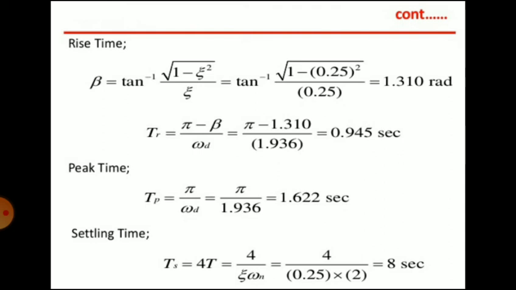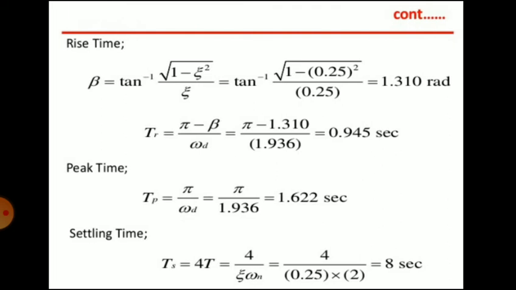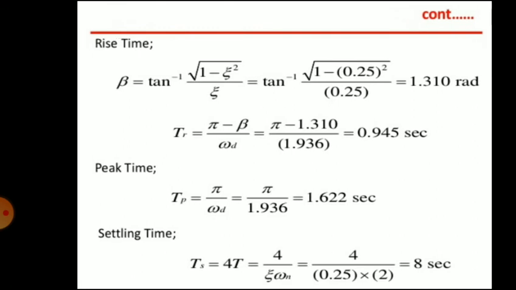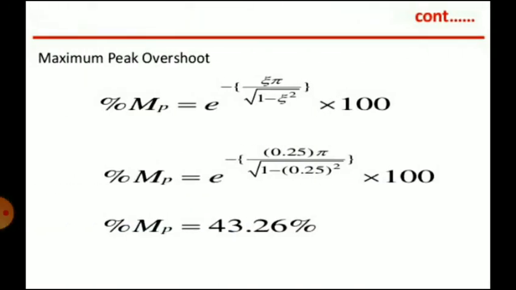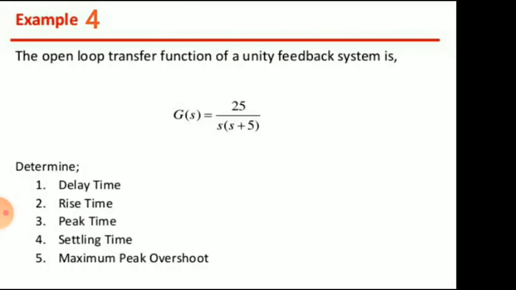So the formula is given. You only have to substitute the values in the given formula. Maximum peak overshoot, after substituting the value of zeta in the formula, you will get percentage MP equal to 43.26%.